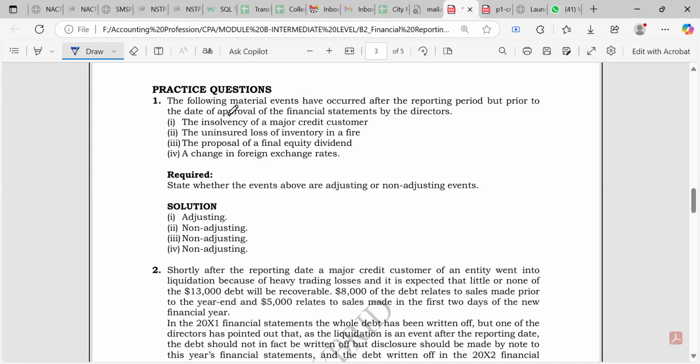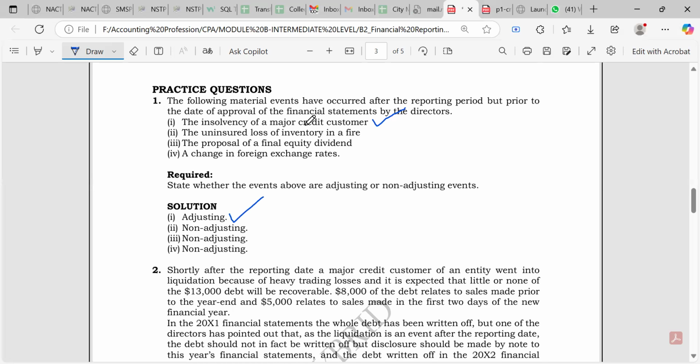Now you are told these ones. The insolvency of a major credit customer. I think we spoke about this, right? The customer became insolvent. It's like he became bankrupt. And so obviously, if there was no other reason, we presume that this was still there by the year end. Because this is what you usually resort to. We speak of the major customer, and if he's insolvent, it means he had to pay us something. That's why you are dealing with him.